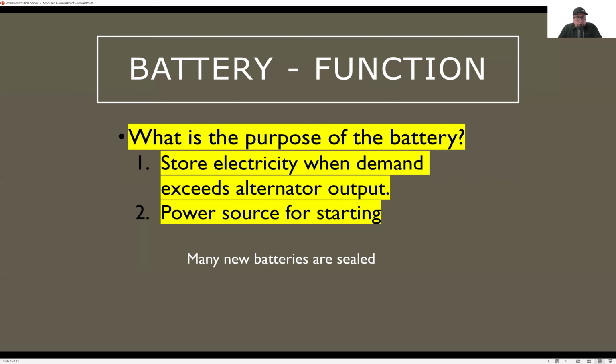The battery is also going to be a power source for starting. So when the vehicle starts, we need electricity to get the starter motor to turn over so it can rotate the engine. And the power source is the battery, and that's a storage unit for electricity. Okay, so that's what our battery does. It's really there for starting, and then once the vehicle starts, the alternator kind of takes over in a sense because it's charging the battery consistently. Okay.